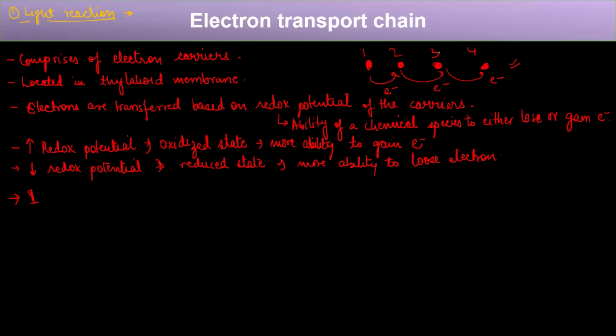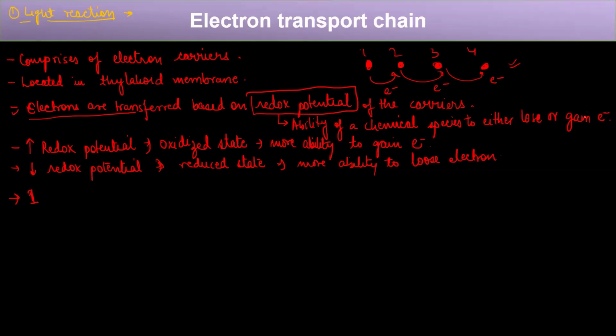Now the question is, under what conditions does this electron get transferred? The answer was that electrons are transferred based on the redox potential of the carriers. And what is redox potential? Redox potential is the ability of a chemical species to either lose or gain electrons.